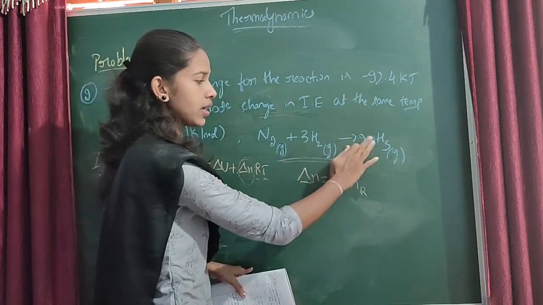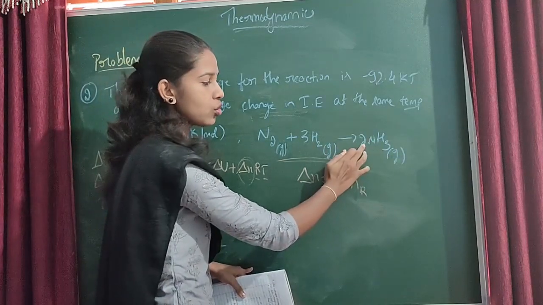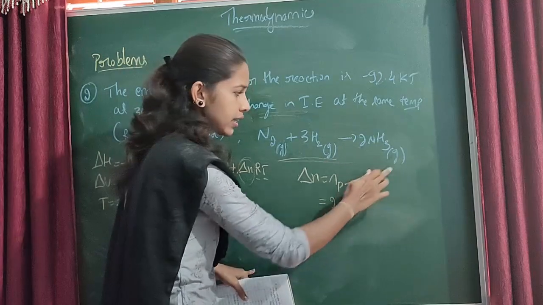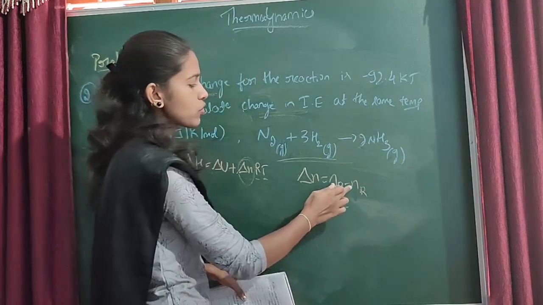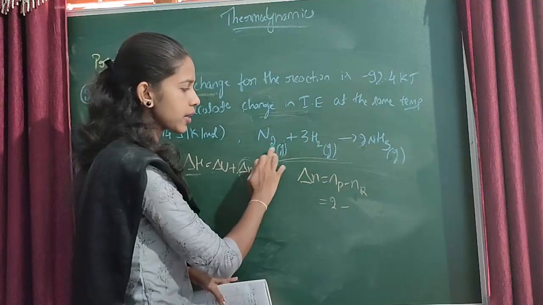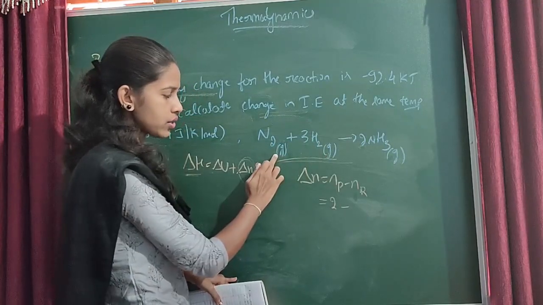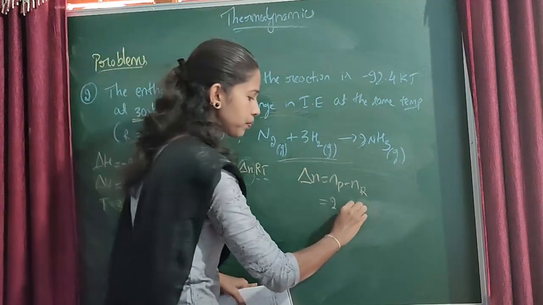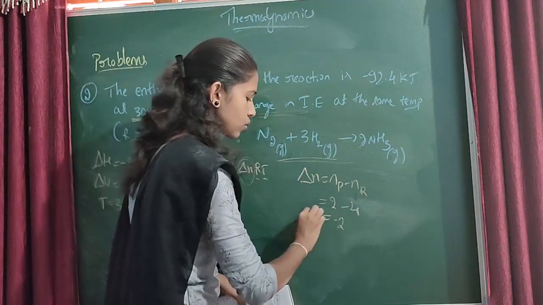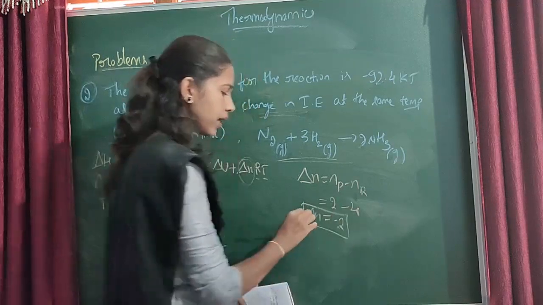In this equation, how many gaseous products are there? 2 moles. Here they have mentioned G, gaseous. So 2 moles minus number of moles of gaseous reactants. How many gaseous reactants are there? This is also a gaseous reactant, this is also a gaseous reactant. 3 moles plus 1 mole. 3 plus 1, 4, minus... 2 minus 4. So delta N value is minus 2.